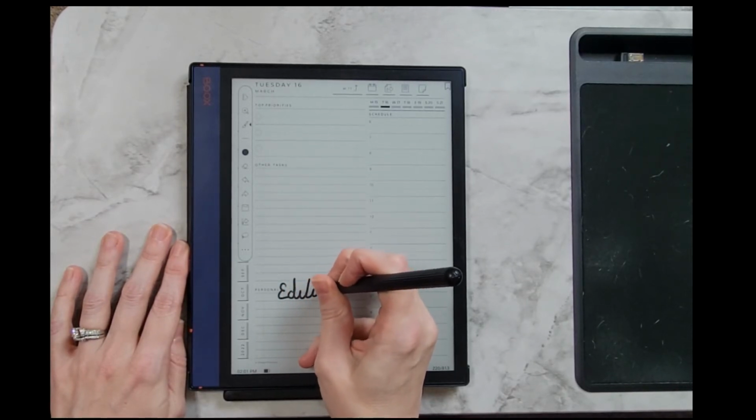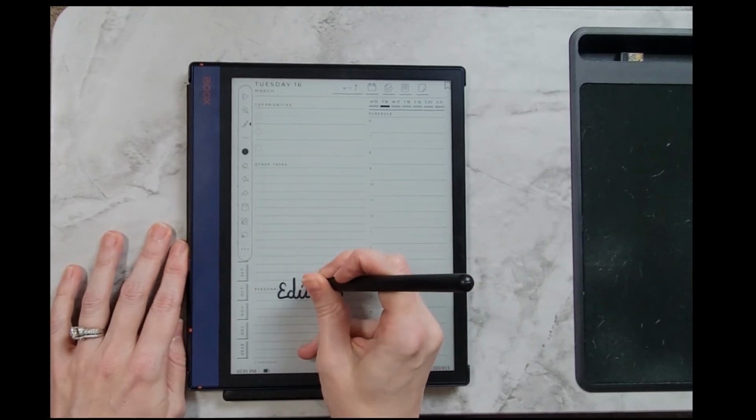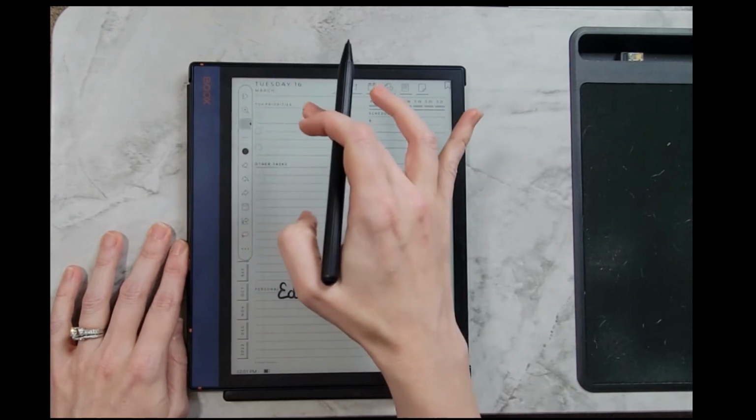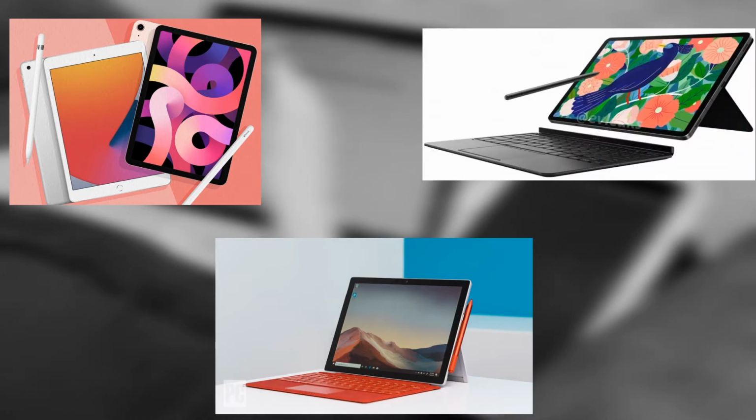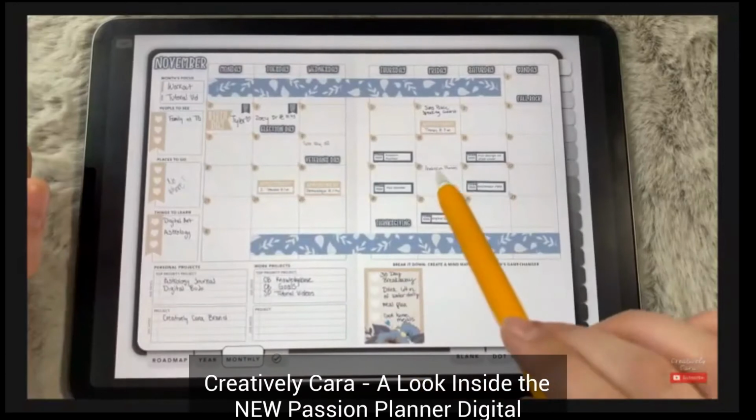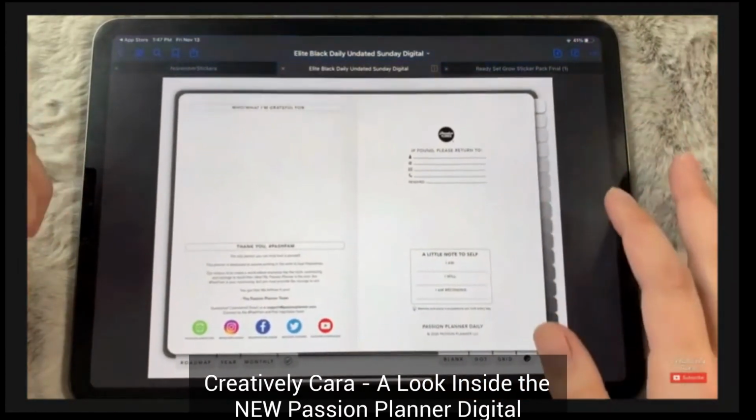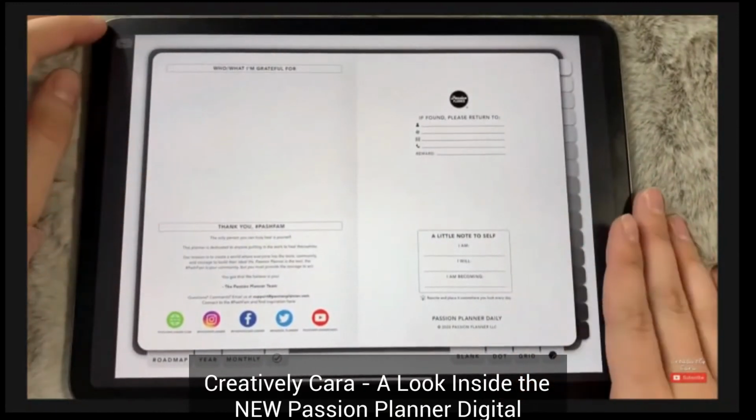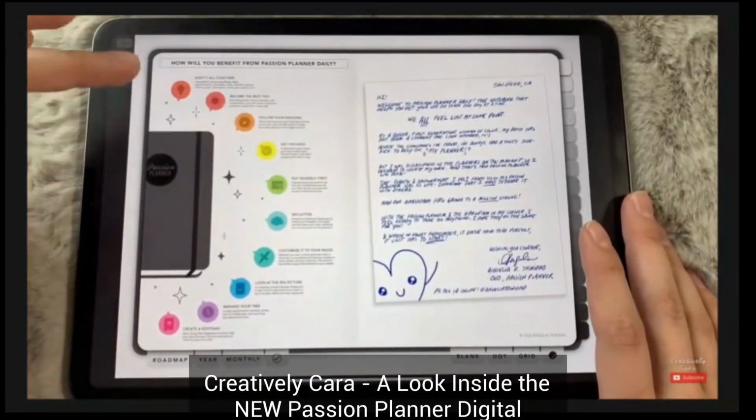If e-ink isn't your thing, or you simply want to minimize the number of devices you use, then a traditional tablet will also work for you. The three bestsellers are Apple's iPad, Windows Surface, and Samsung's Galaxy Tab series. If you didn't already know, the iPad is the industry standard for digital planning, not only because of the ecosystem's popularity, but because many of the best digital planning apps like GoodNotes are iOS only.